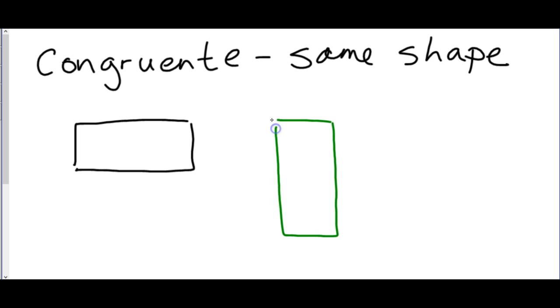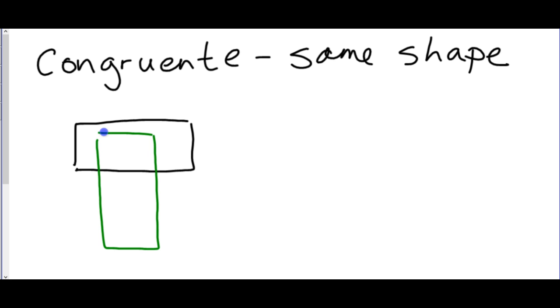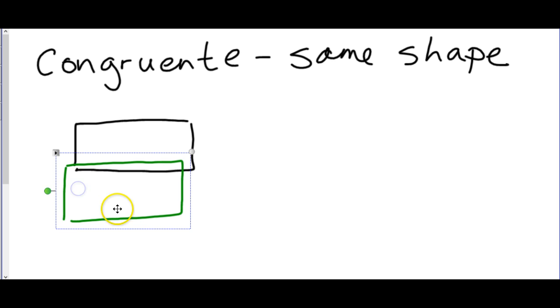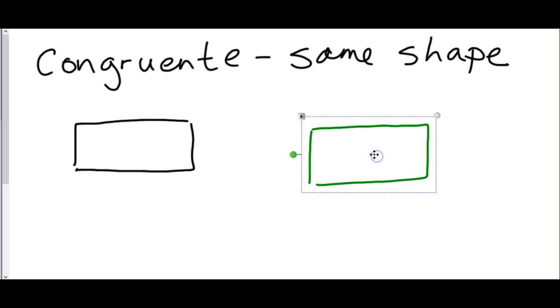this rectangle here, now I drew these freehand, so they may not match exactly, but pretend that's my drawing skills and not whether they actually match or not. If I moved this around, I'd have to rotate it as well. They match. That's pretty good. Mostly exactly. So congruent just means same shape. They're exactly the same.